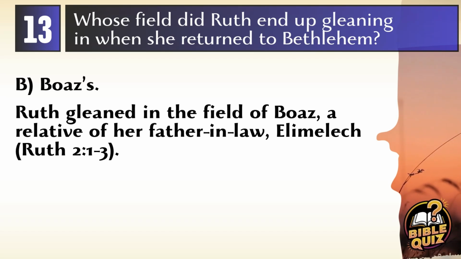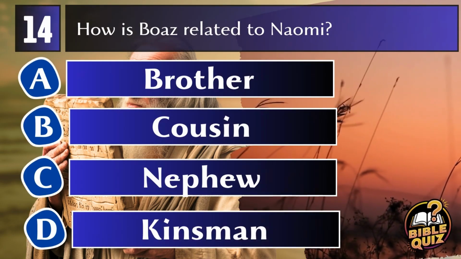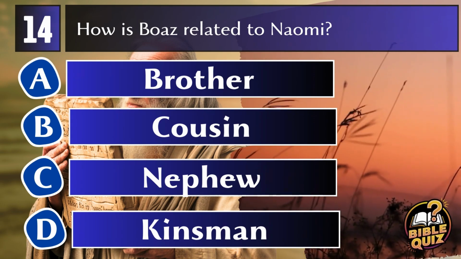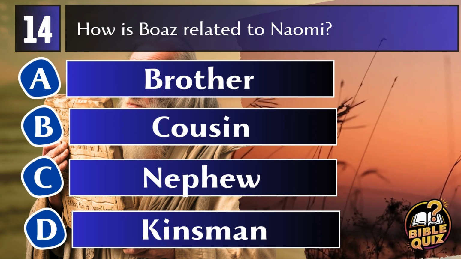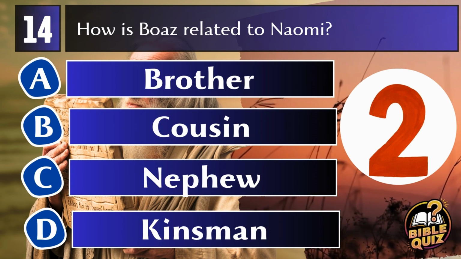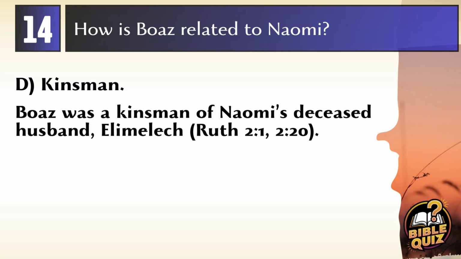Ruth 2:1-3. Question 14. How was Boaz related to Naomi? A. Brother. B. Cousin. C. Nephew. D. Kinsman. Answer: D. Kinsman. Boaz was a kinsman of Naomi's deceased husband, Elimelech, placing him in a position to act as a kinsman-redeemer. Ruth 2:1, 2:20.